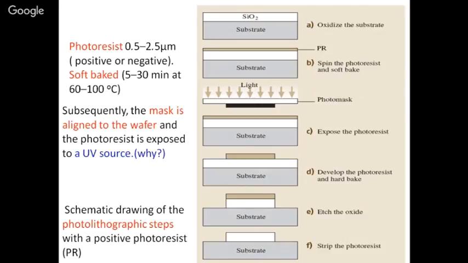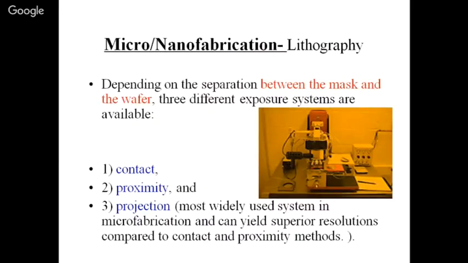So this is one of the primary methods we can use. This is a lithography machine. Depending on the separation between mask and wafer, three different exposure systems are available. One is the contact method, another is the proximity method, where there is a small gap between the mask and the wafer, or directly on the wafer as the case may be.